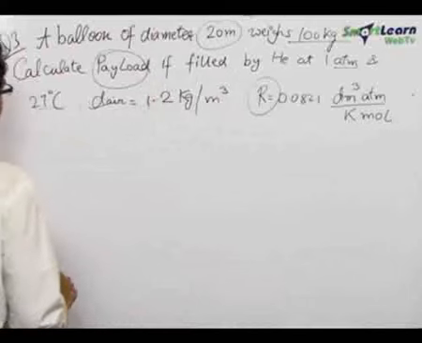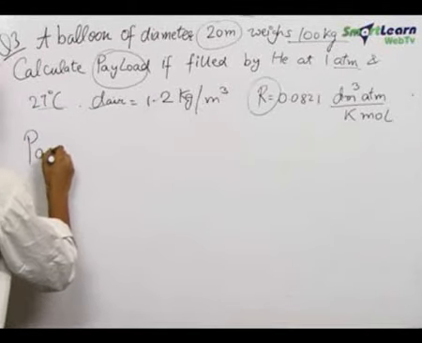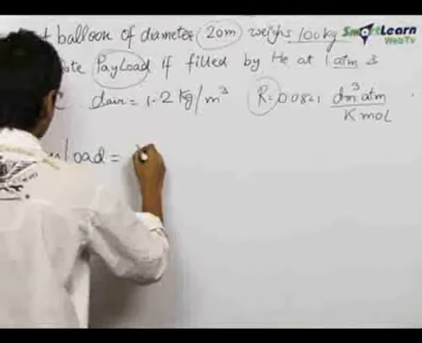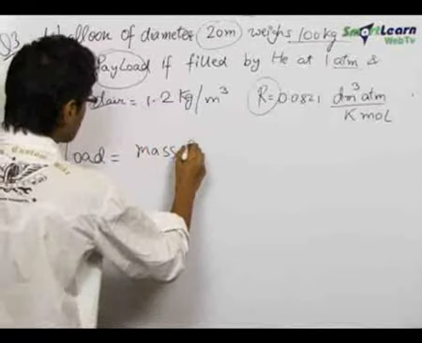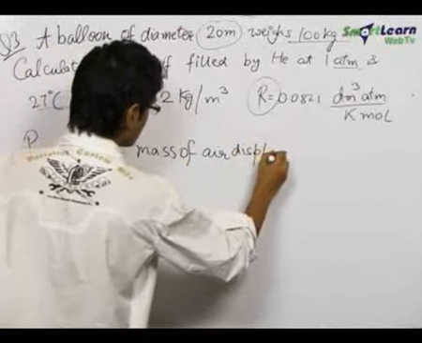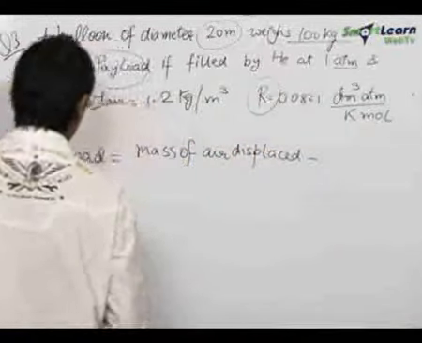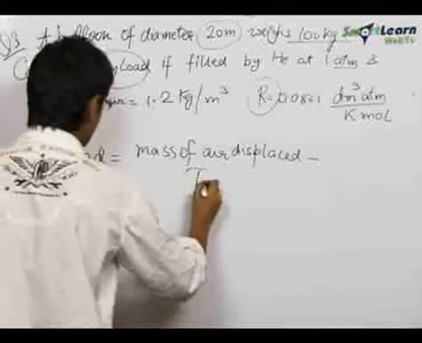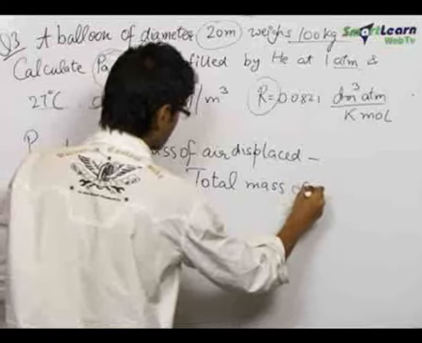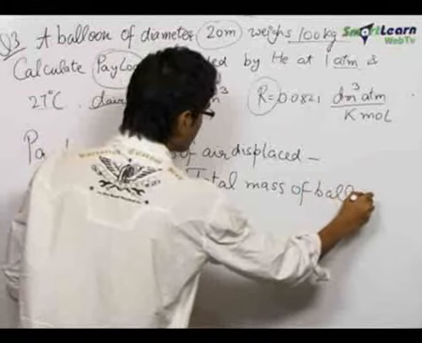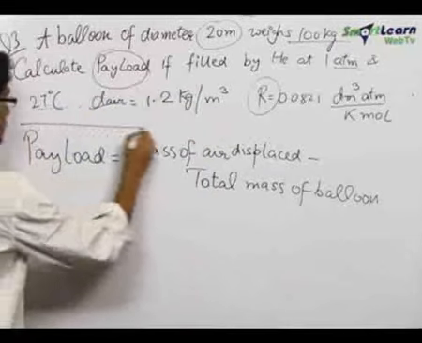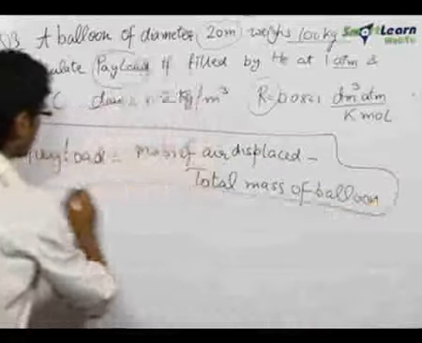Now first thing is, what do you mean by payload? The payload for a balloon is defined as the mass of air displaced minus the total mass of the balloon. Here the total mass includes the mass of the balloon plus the weight of the gas which is filled inside it. This is how payload for a balloon is defined.